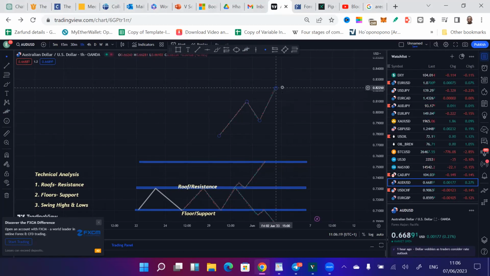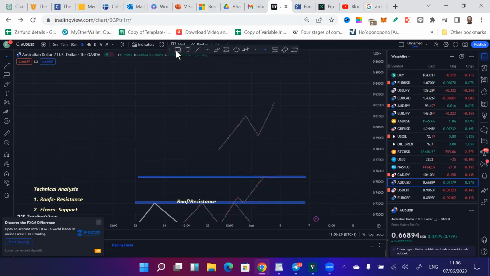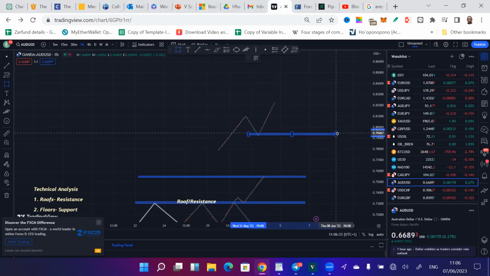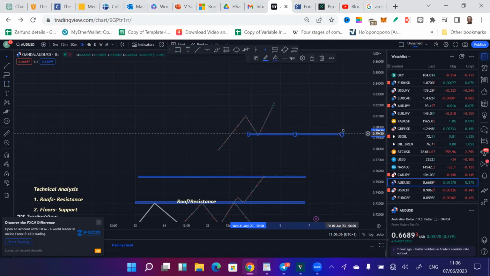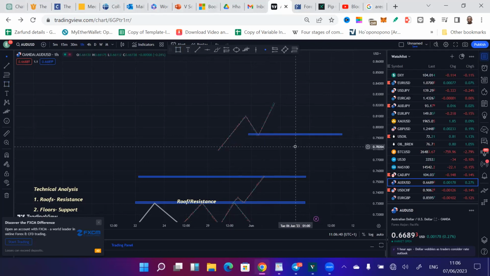So if price is at a place above, on top like this, it means that your support is going to be below somewhere. Your support is always below where price is. Your floor is always below where price currently is.